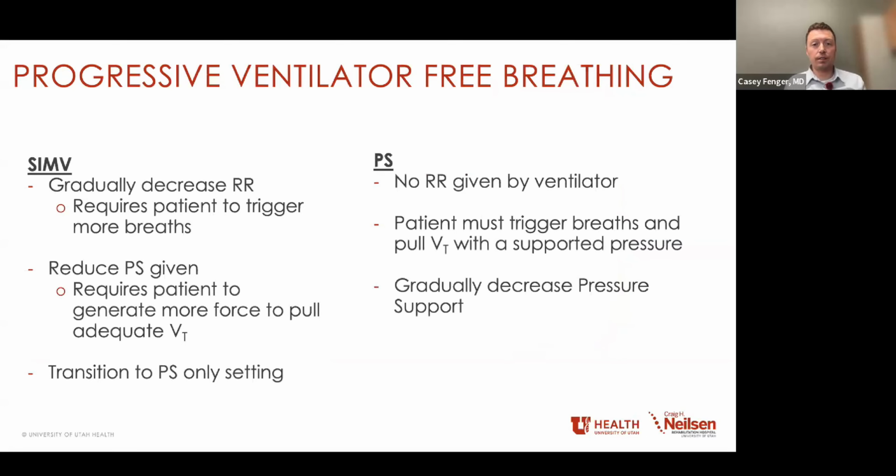So we get into ventilator settings and how we do this. We'll start with SIMV. That's that mode that's a combination of volume control and pressure support. The first thing we do is we start to decrease the respiratory rate that we set on the volume control portion of SIMV. What that does is it requires the patients to trigger more breaths on their own and try to pull more breaths on their own.